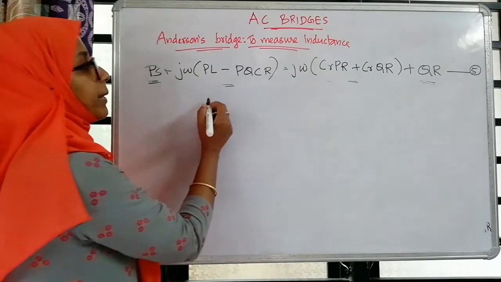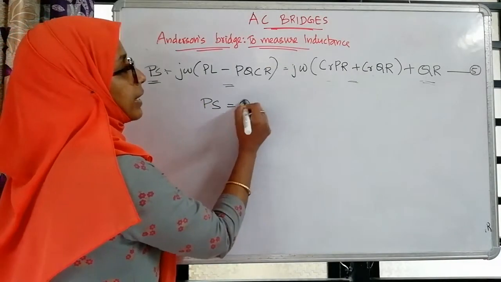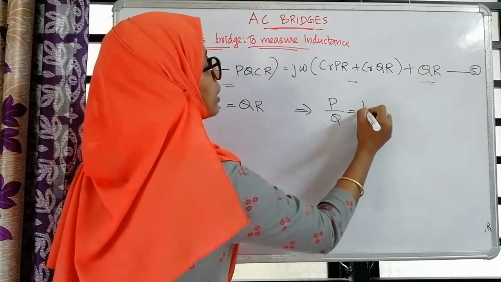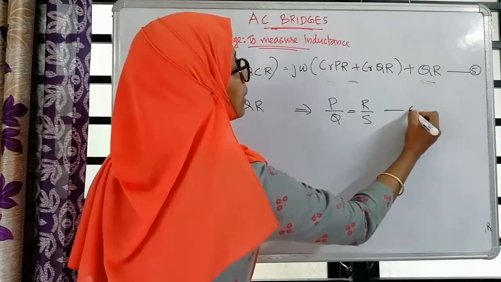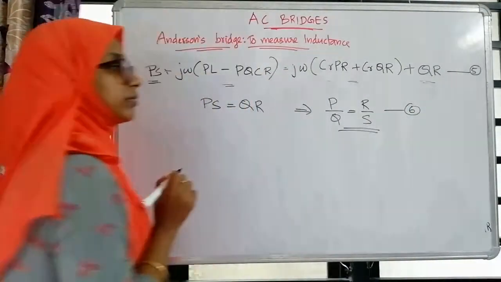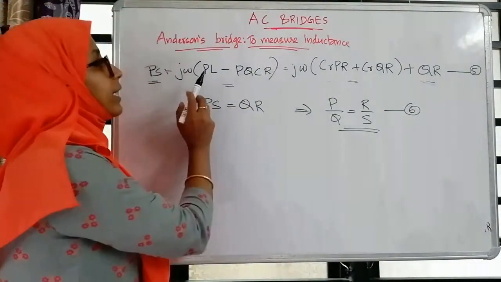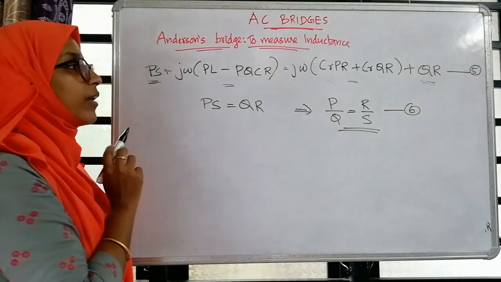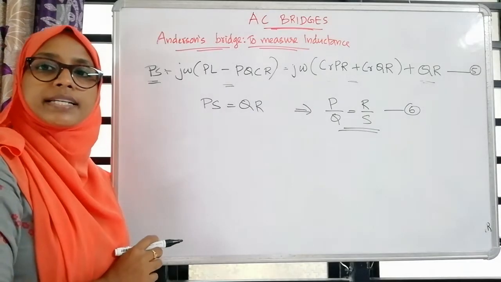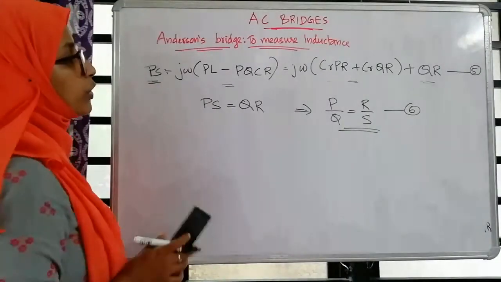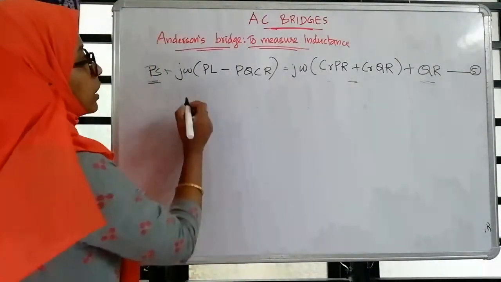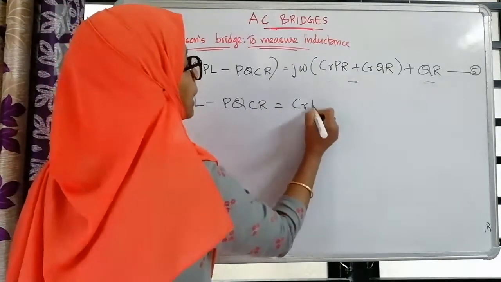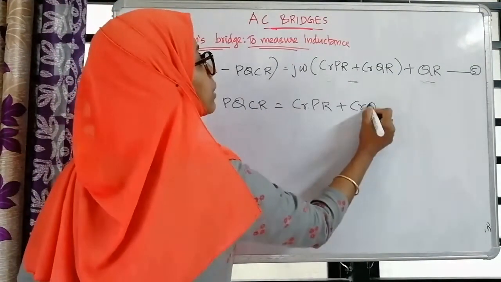Now I am going to compare the real parts at both LHS and RHS. Just rearrange this equation. We get it as P by Q is equal to R by S, which is a condition. Now similarly, when we rearrange or compare the imaginary part of this equation 5 we get the expression to find out the inductance of the coil. That's equal to PL minus PQCR is equal to CRPR plus CRQR.